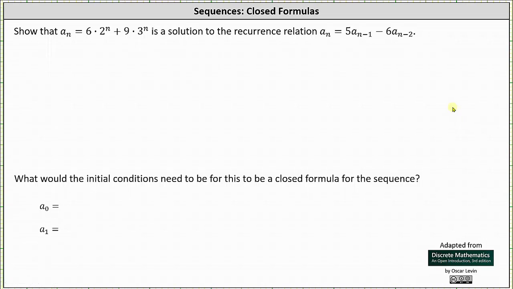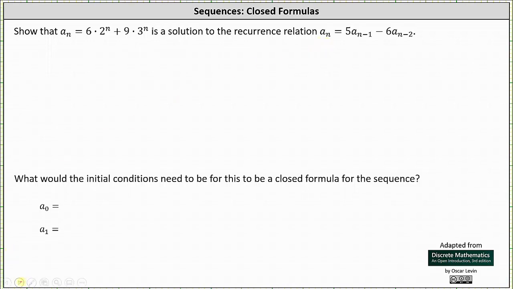We want to show that a sub n equals 6 times 2 to the power of n plus 9 times 3 to the power of n is a solution to the recurrence relation a sub n equals 5 times a sub n minus 1 minus 6 times a sub n minus 2. To do this, we'll first have to determine a sub n minus 1 and a sub n minus 2 using the closed formula. Then we'll perform a substitution into the recurrence relation and hopefully show that a sub n equals 6 times 2 to the power of n plus 9 times 3 to the power of n.